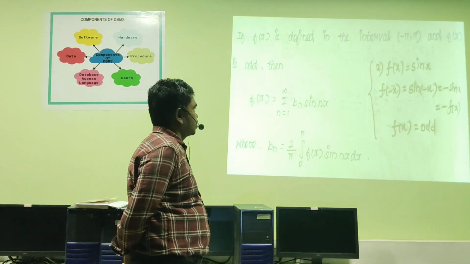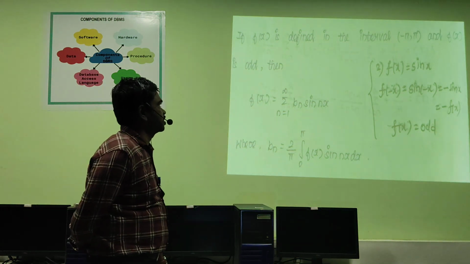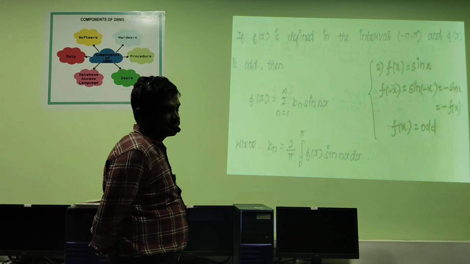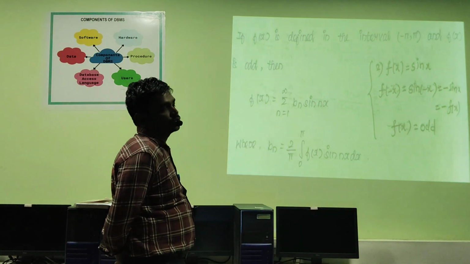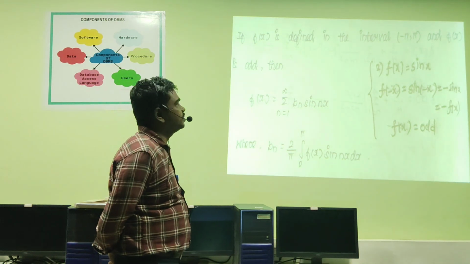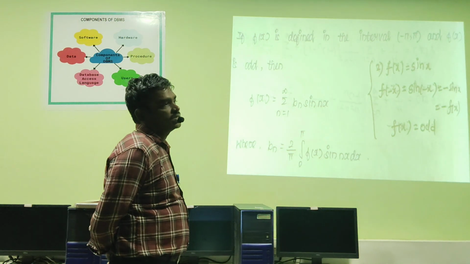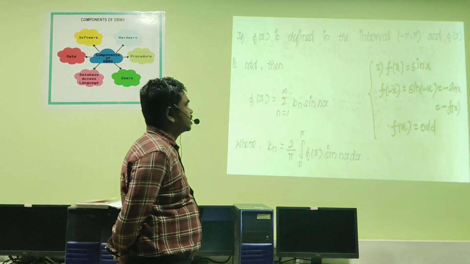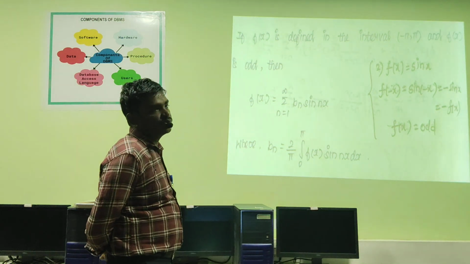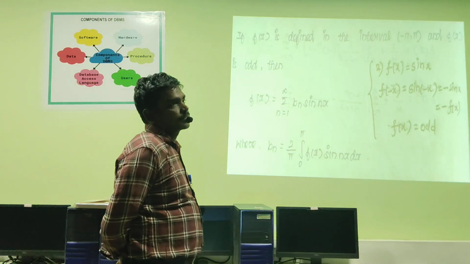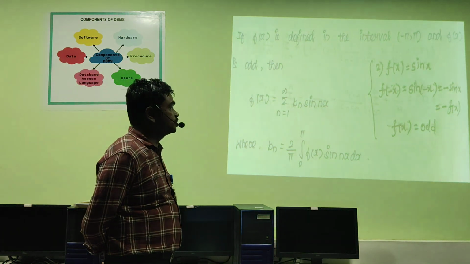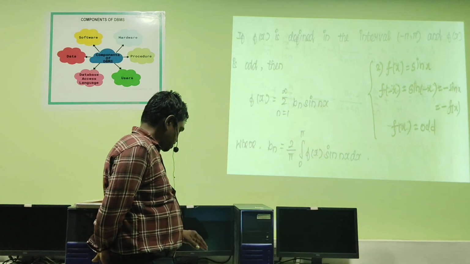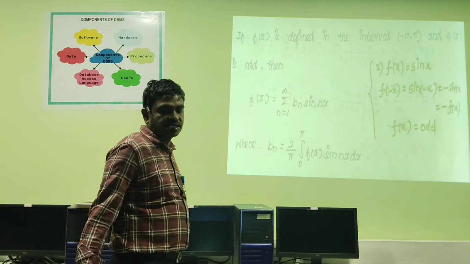If suppose the function is an odd function, then what is the Fourier series formula? If f of x is defined in the interval minus pi comma pi and f of x is odd, then f of x is equal to sigma n equals 1 to infinity bn sin nx. Here a0 and an, the Fourier coefficients, are 0 because the function is odd. So we can only concentrate on the value of bn. So what is bn? bn equals 2 by pi integral 0 to pi f of x sin nx dx.